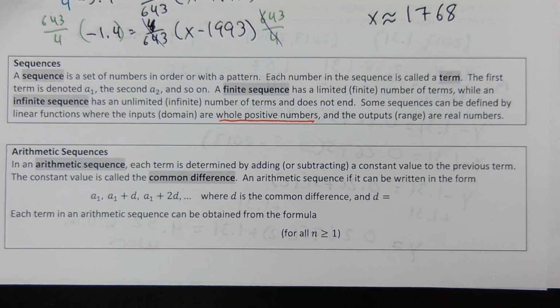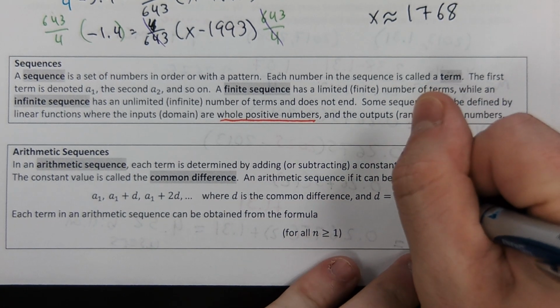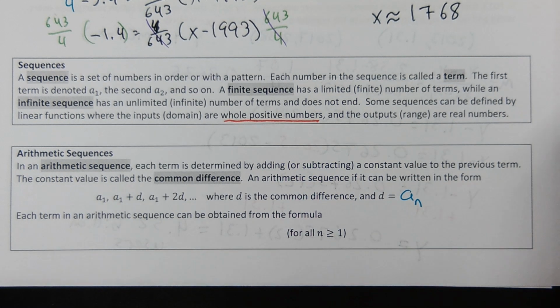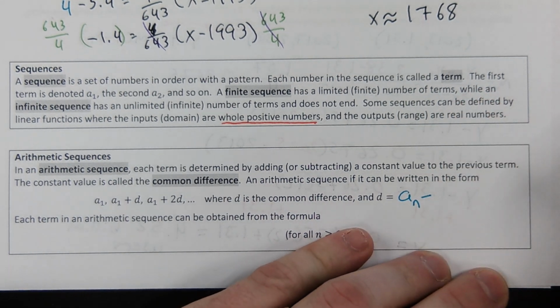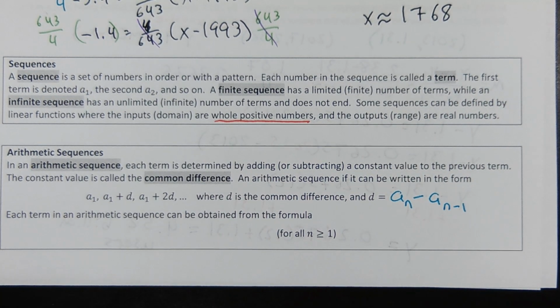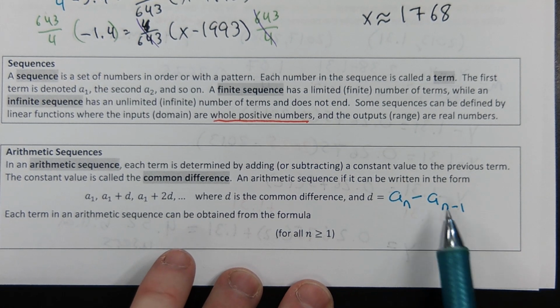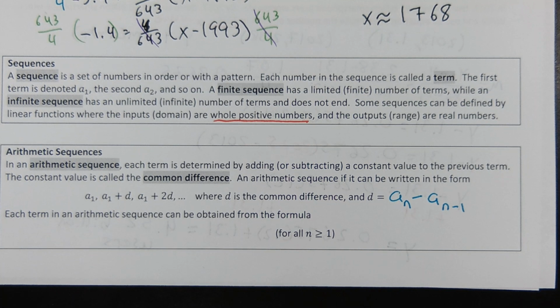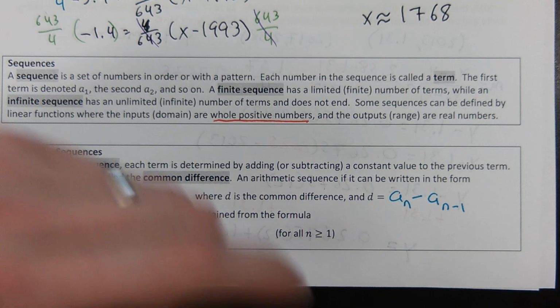The common difference is found by taking any generic term, we say a sub n, where n could be any number it wants to be as long as it's greater than or equal to 1. First term, second term, third term, fourth term, so on and so forth. And we subtract the one before it. So if I wanted to know the common difference, I could take a sub 10 and subtract a sub 9. 10th term minus 9th term, that would give me the common difference. Comfortable with that idea?